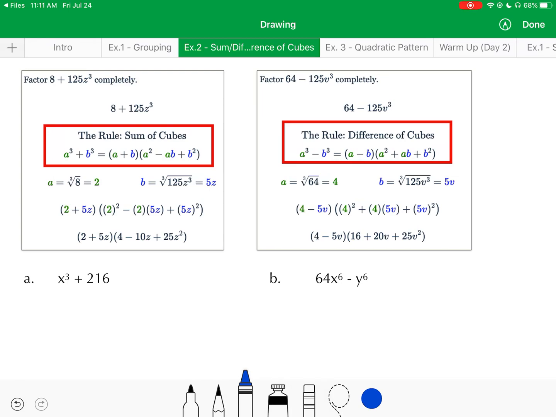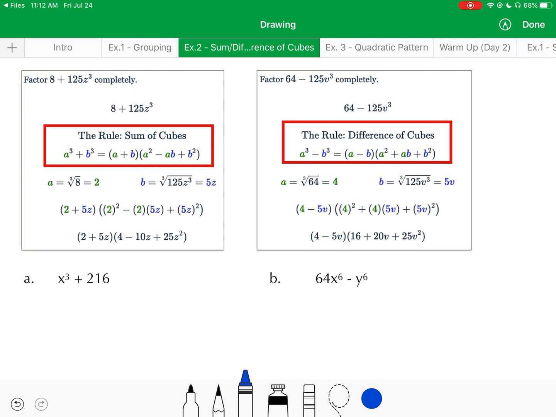Okay? So again, this is a very specific technique. It only works when you have two perfect cubes added together, or two perfect cubes, one being subtracted from the other. Okay, and we have, in a sense, a formula that can be used for each of these scenarios. Okay, so the formulas are shown in red boxes here.